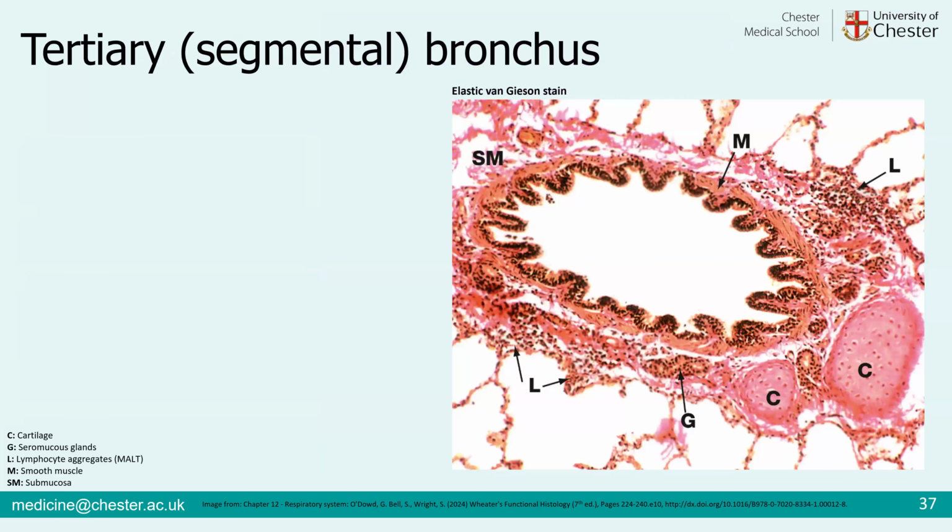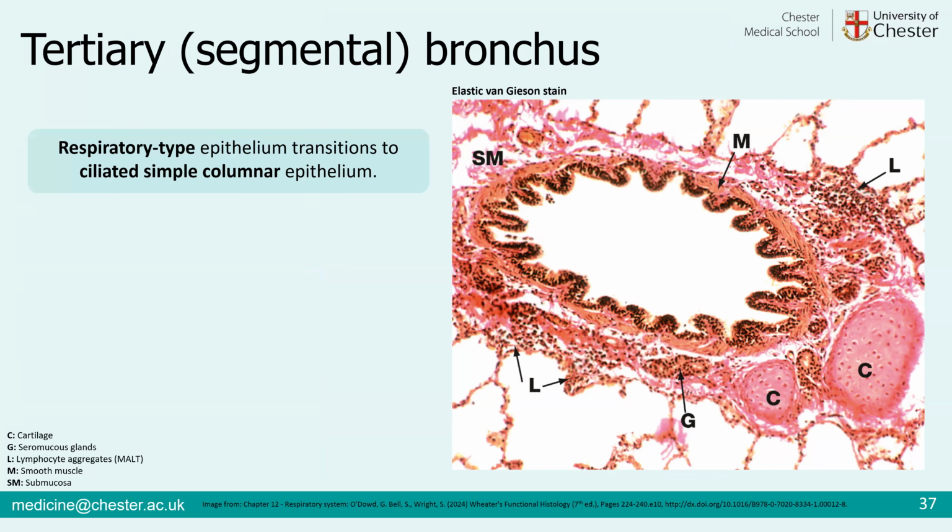So that was the main bronchi. Remember, we go main or primary bronchi, then we have lobar or secondary bronchi, and then we get to our tertiary or segmental bronchi. Again, we still see a respiratory type epithelium, but that starts to transition to a ciliated simple columnar epithelium. So it doesn't quite look like that pseudostratified version anymore, it just looks straight up like a simple epithelium. It's not tricking us anymore in its appearance.